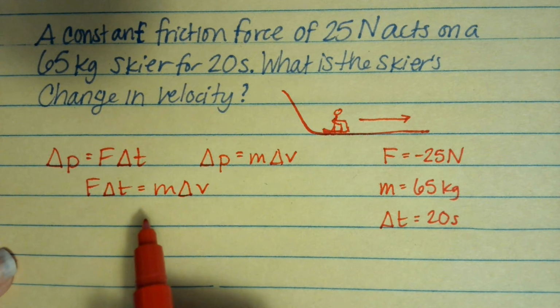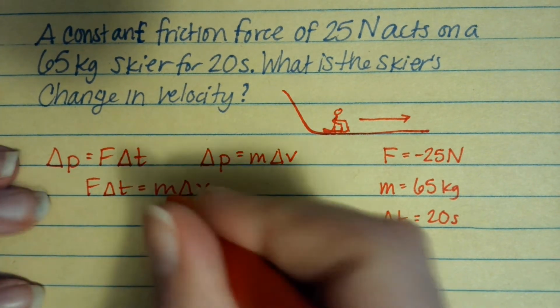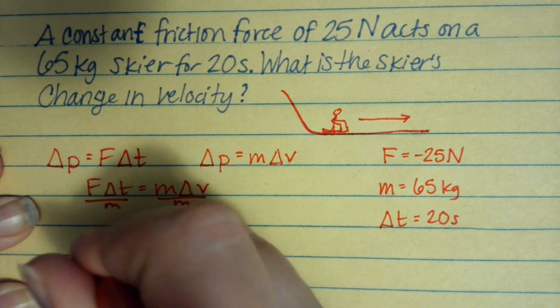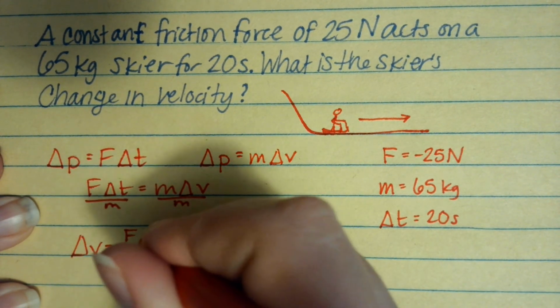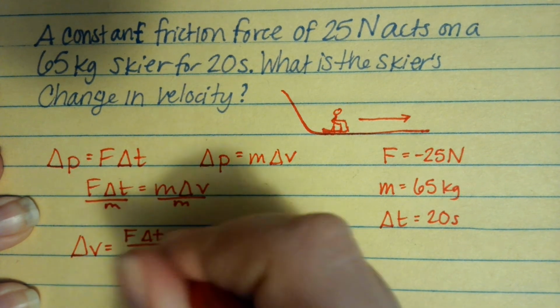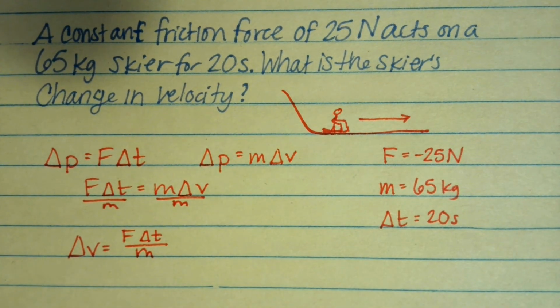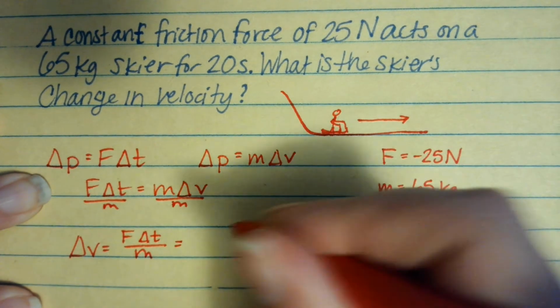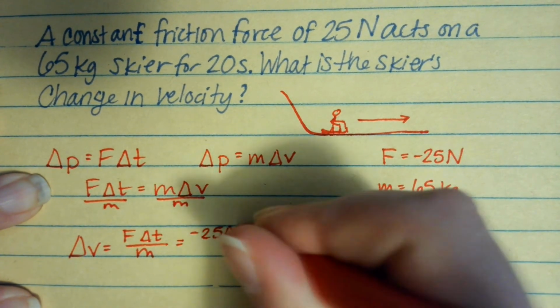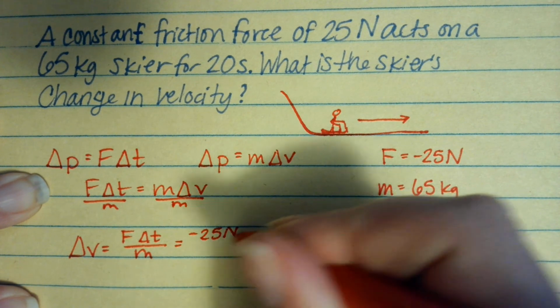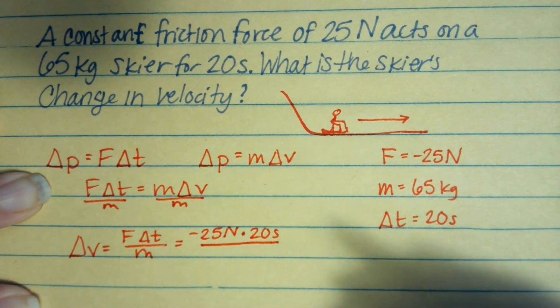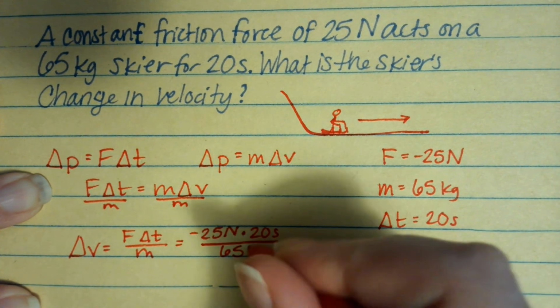Now I want to solve for change in velocity, so I'm going to divide away the mass. And I have change in velocity is equal to force times change in time divided by the mass. Well, I know all that information, so all I'm going to do is plug everything in and solve it. So the force is negative 25 newtons, the change in time is 20 seconds, and the mass is 65 kilograms.